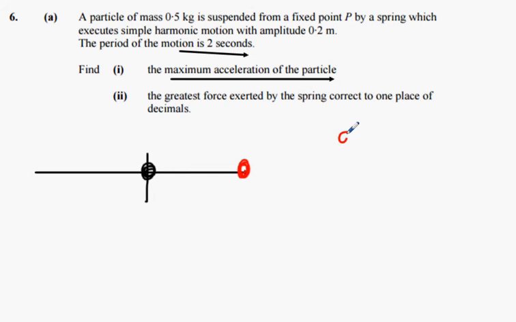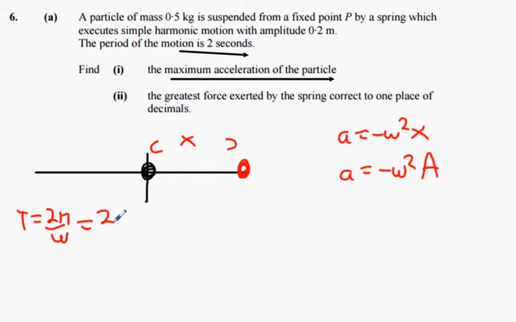So, a equals minus omega squared x. However, in this particular case, your x value is what? A. So the x value equals capital A. So a equals minus omega squared A. Now what is omega? Period is 2 pi over omega, which is 2. Cross multiply. Omega equals 2 pi over 2. Pi equals omega. Okay. Plug it in.